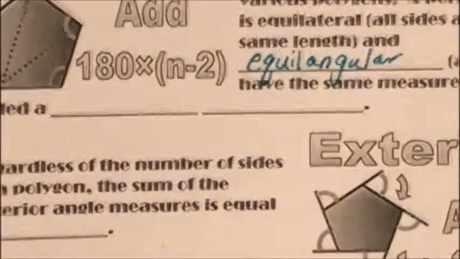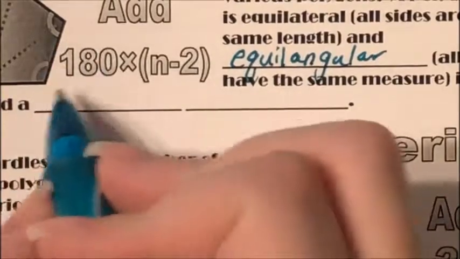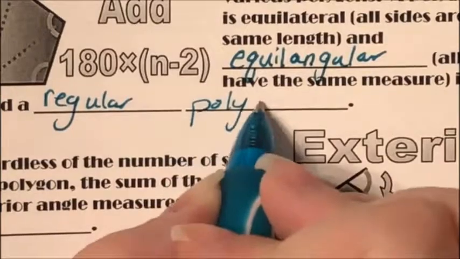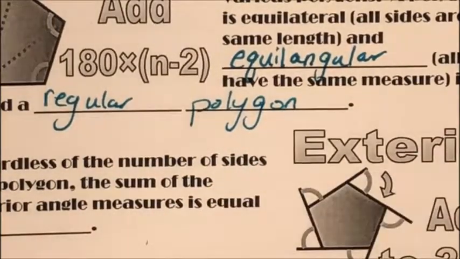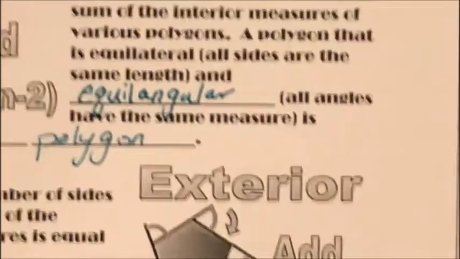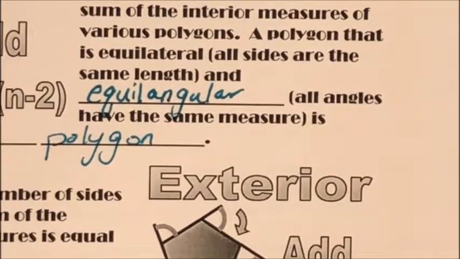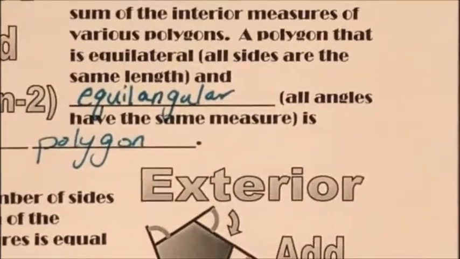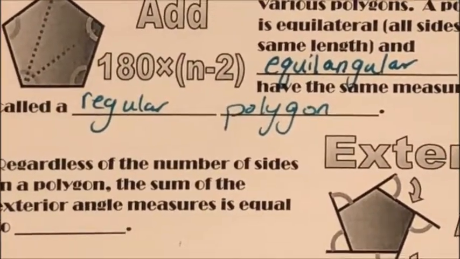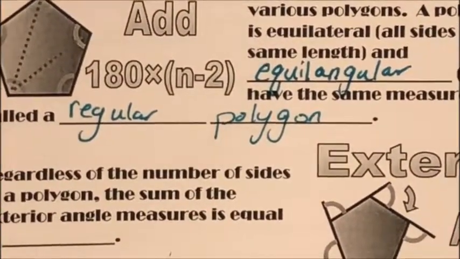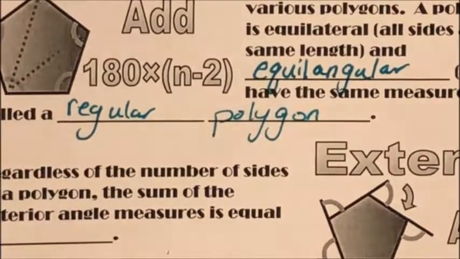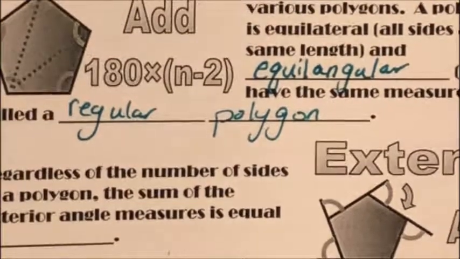And then the other 2 blanks, you're going to write regular polygon. Okay. So a polygon that is equilateral and equiangular is called a regular polygon. So they have to have those 2 things. All the sides have to be the same length and all the angles have to be the same measure to be considered a regular polygon.